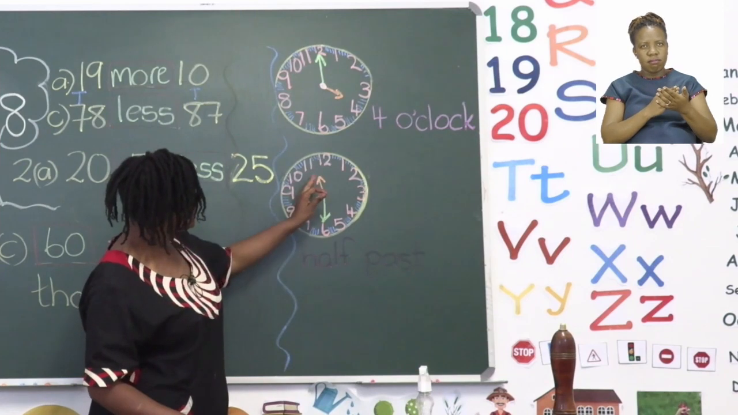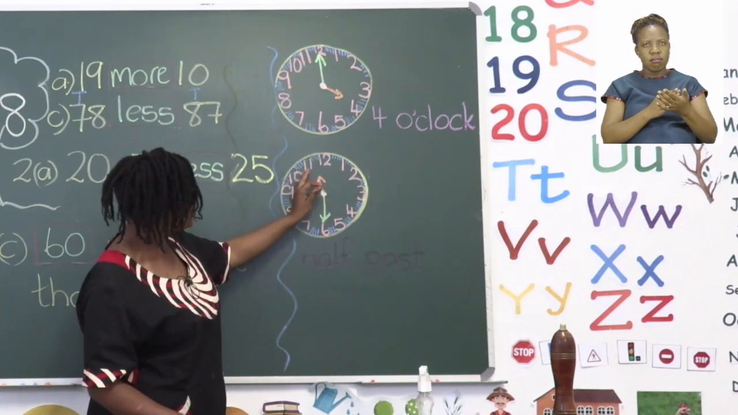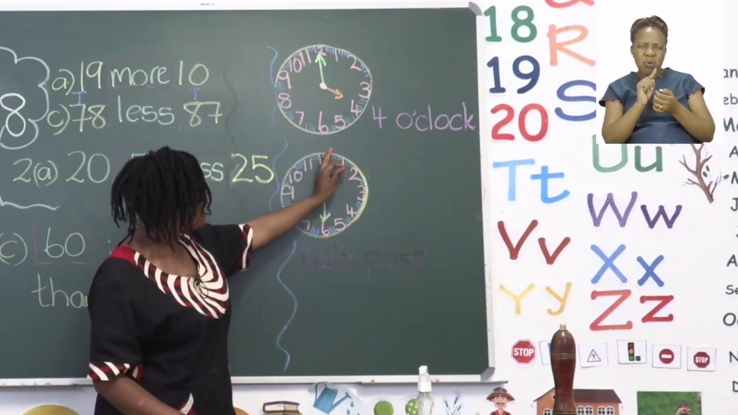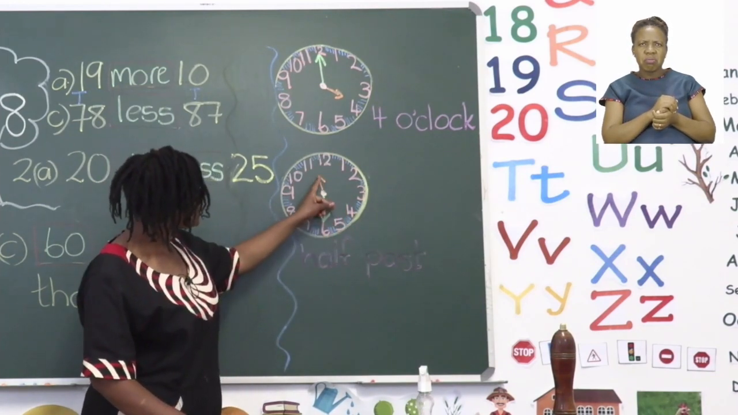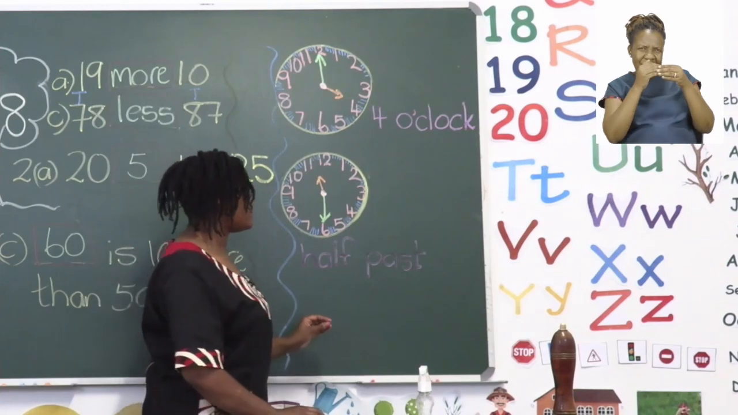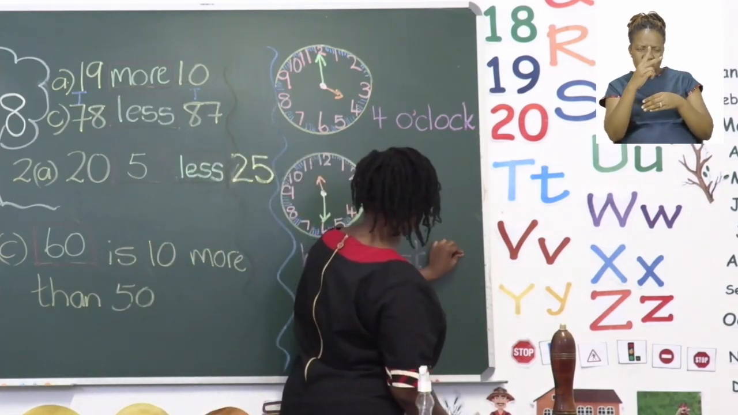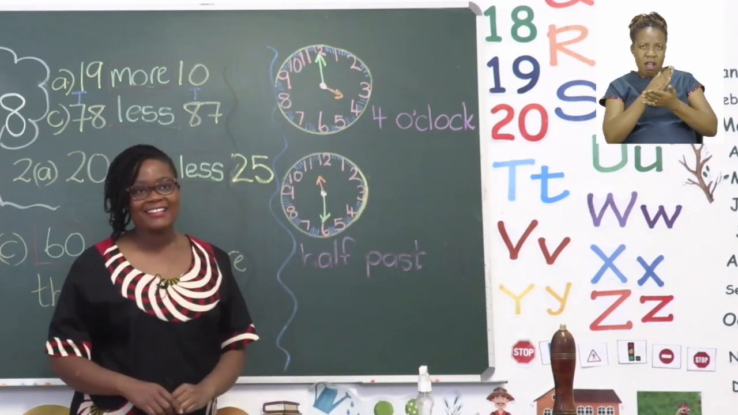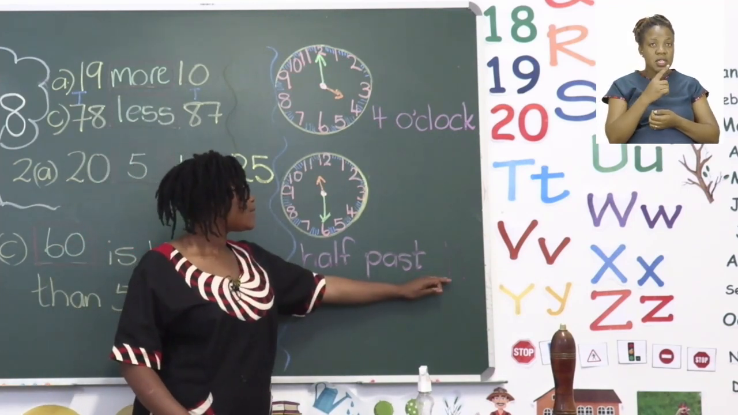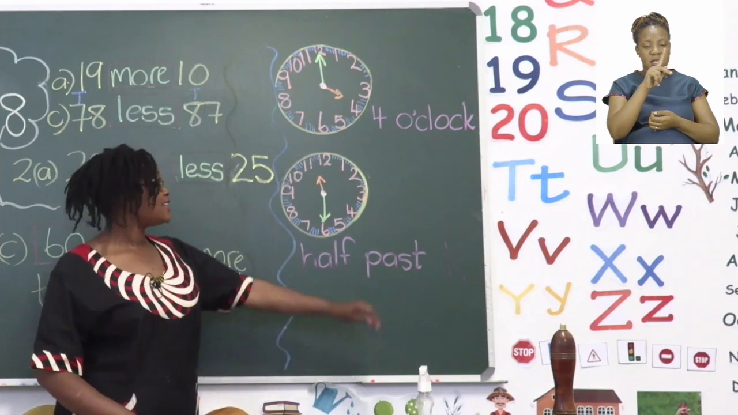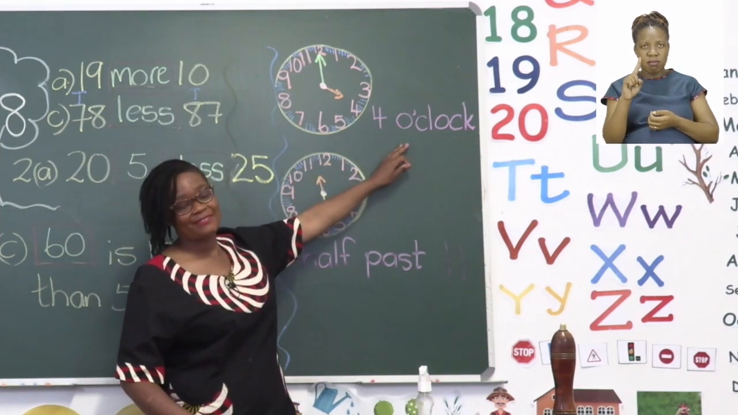Now, as you can see, it has passed 11 but not yet 12. So that means it is half past 11. So we put the number 11. Well done. So every time we have half past, it is the statement first, then the hour. And then every time we have o'clock, it is the hour first, then the statement.